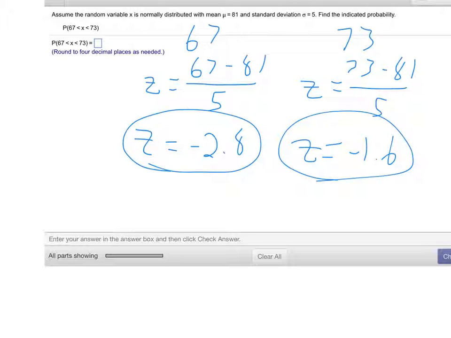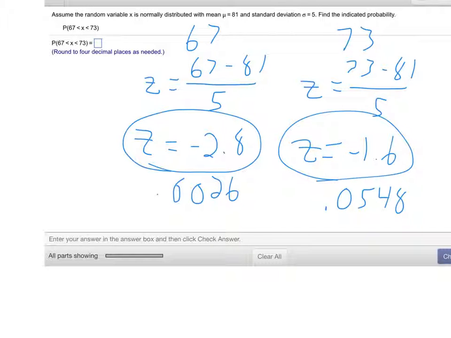Now you need to go to the table in the back of the book. If you have the book, it's A16, or I have it here in front of me online. You need to look up these z-scores. I look up negative 2.8, and I find the number 0.0026, and then for negative 1.6, I find 0.0548. And what do these two numbers mean? Well, they tell you how much area under the normal curve is to the left of these z-scores.